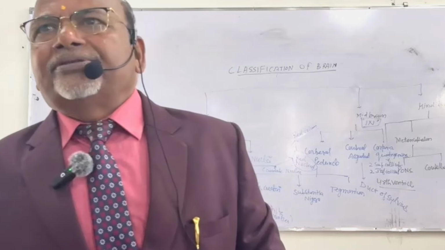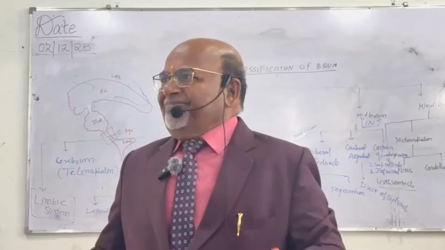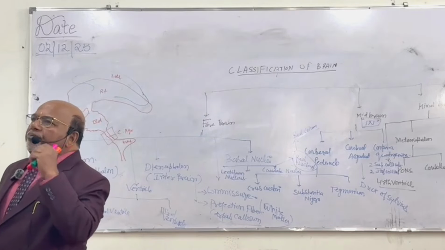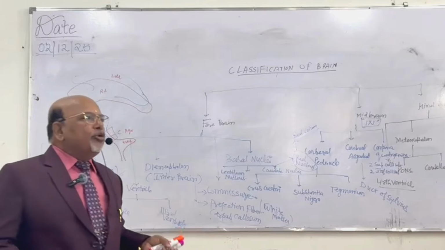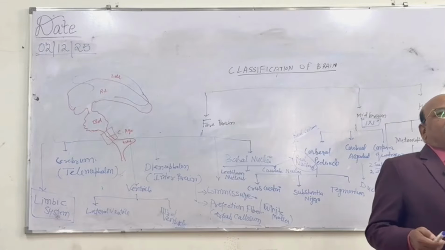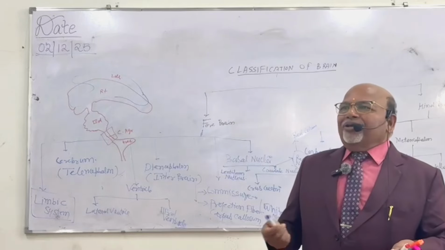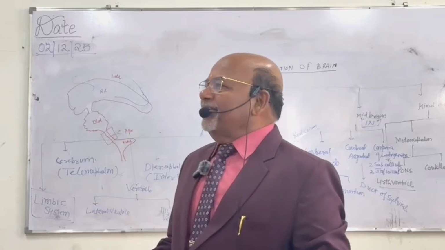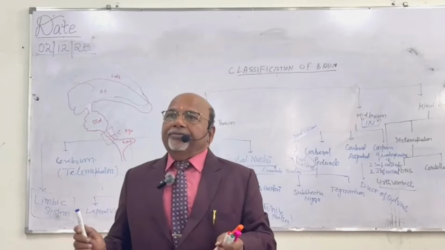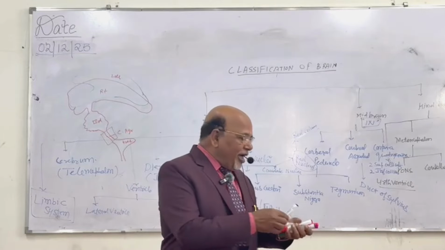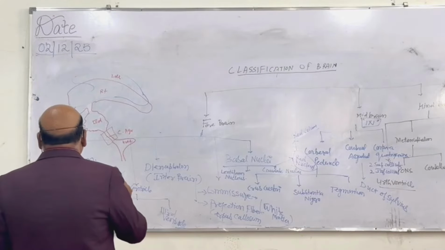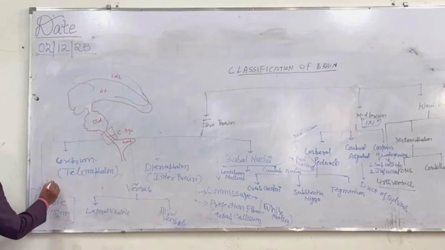Limbic system, some authors mention it as the limbic lobe. Limbic system is responsible for behavior, emotion, memory, so many things are there. And you can say the biological rhythm is also regulated by the limbic system. These are the things. And limbic system is also called the visceral brain.